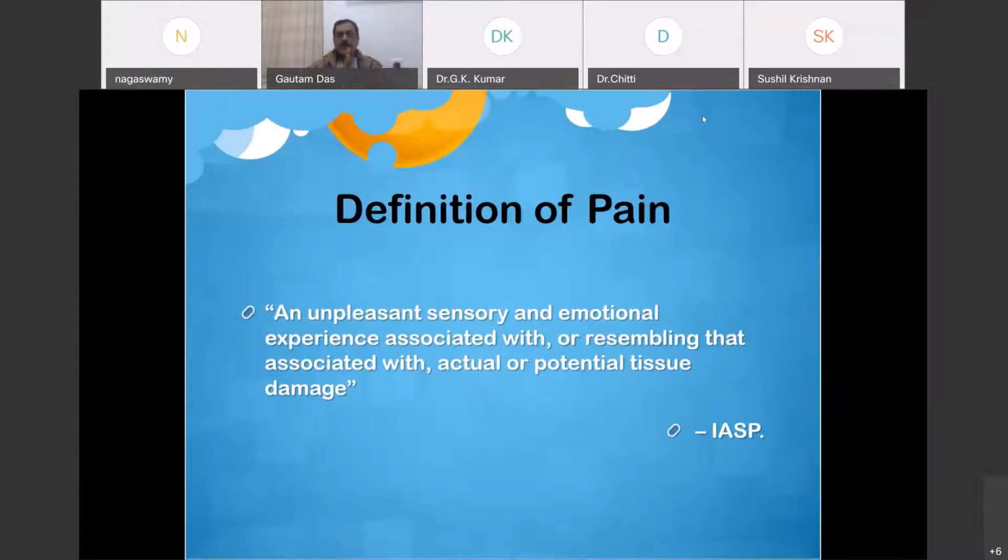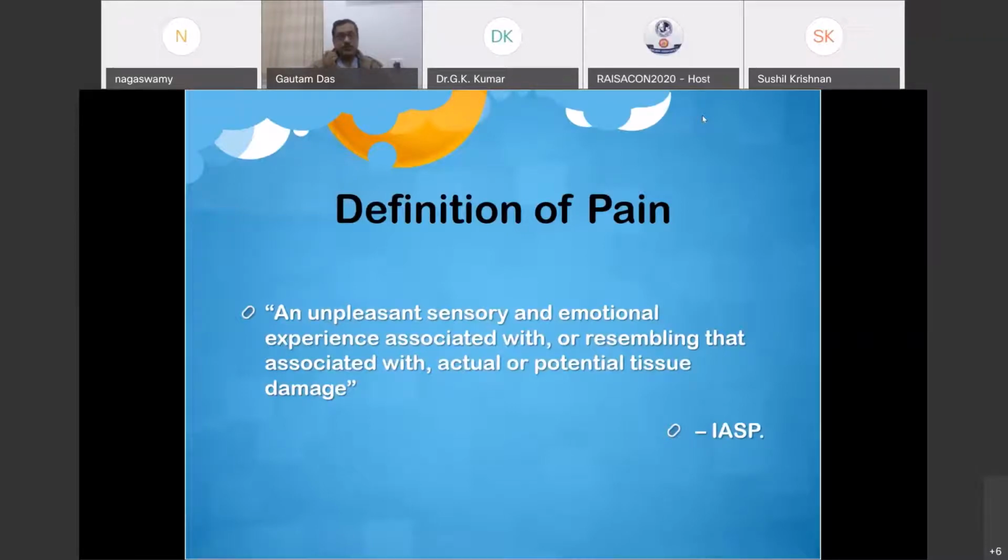And from the definition, we can understand that pain is always unpleasant. Nobody likes to have pain. The second important component of this definition is that pain is not just a sensory feeling. Pain is also an emotional feeling. Pain hurts us physically as well as emotionally.